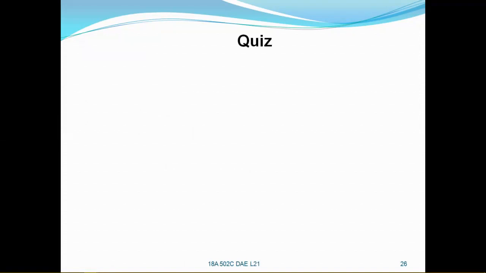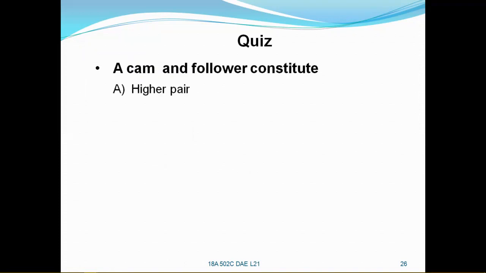Let us have a small quiz on this lesson. A cam and follower constitute: higher pair, lower pair, screw pair, none of the above.